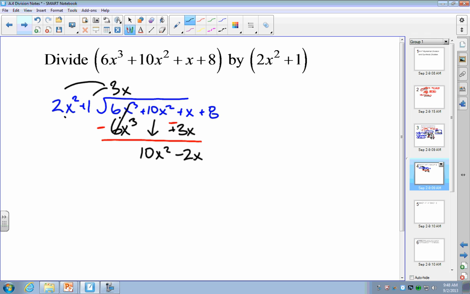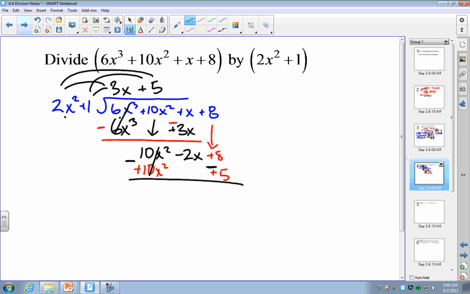Okay, how do we get a 2x squared up to a 10x squared? How about just a plus 5? So this gets multiplied both places. So we'll get 10x squared. Let's go ahead and drop the 8 down now. And plus 5. Flip the signs and add. Those cancel. We'll drop down to minus 2x, and this goes to plus 3.